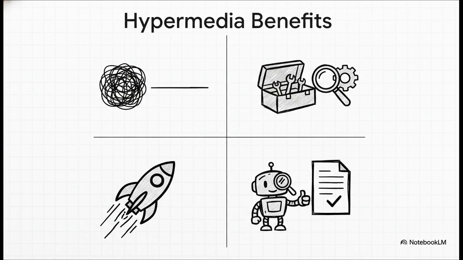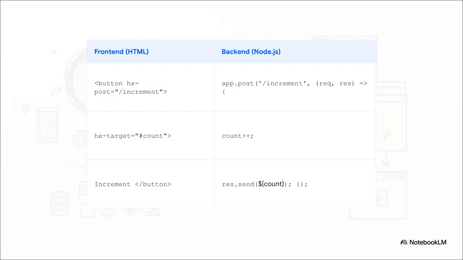Oh, and search engines love it, because they get plain old HTML, which they know exactly how to read. Let's make this super concrete. Look at this example of a simple click counter. On the left, you just got a regular HTML button. But see those special HX attributes? That's HTMX. It's basically telling the button, hey, when someone clicks you, send a post request over to /increment. Then, whatever HTML you get back, just swap it into the spot with the ID count.